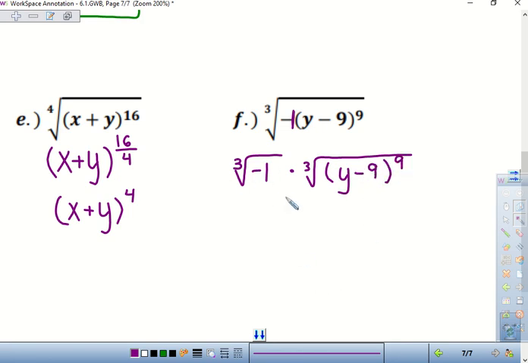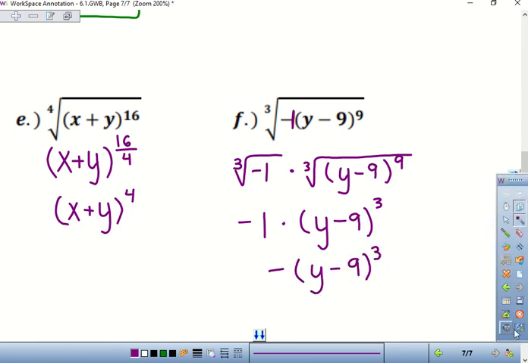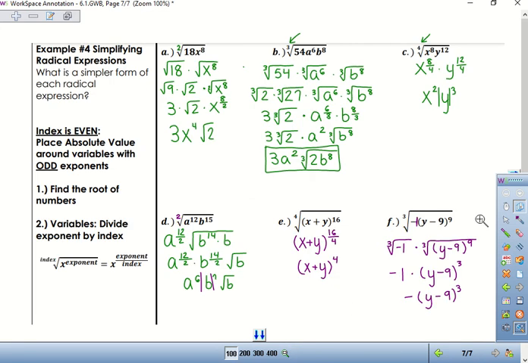The third root of negative 1 is just negative 1, because negative 1 times negative 1 times negative 1 is negative 1. And then this is just going to simplify to be y minus 9 to the third power, because remember 9 divided by 3. So my final answer is just negative y minus 9 to the third power. And that's it. Any questions?